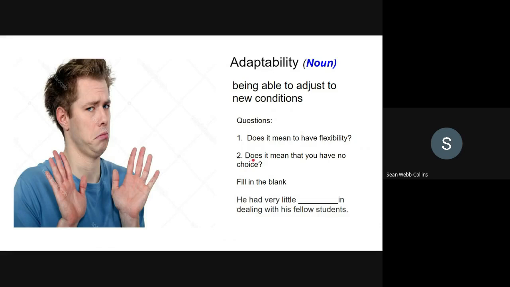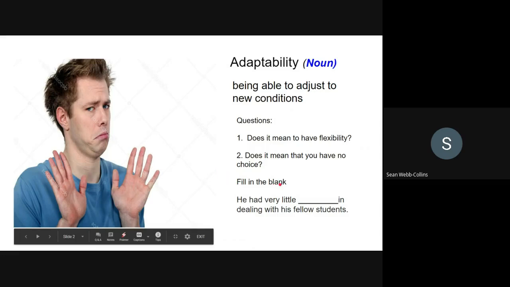And number 2, does it mean you have no choice? No. Because you have a choice, you have the choice because you are adaptable. If you're adaptable, you have a choice.